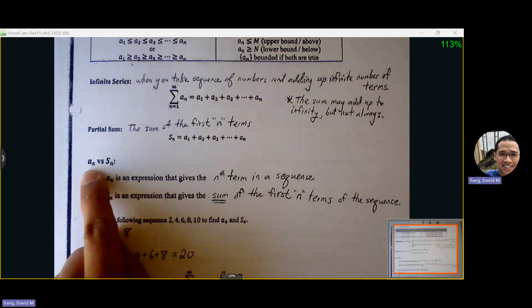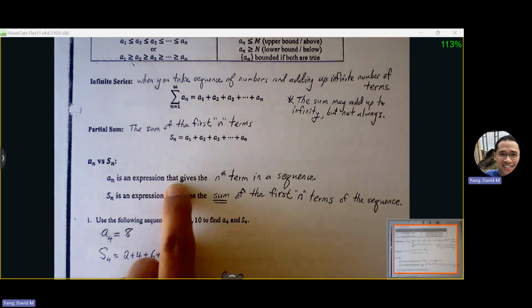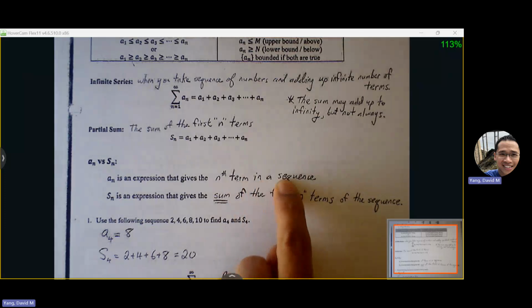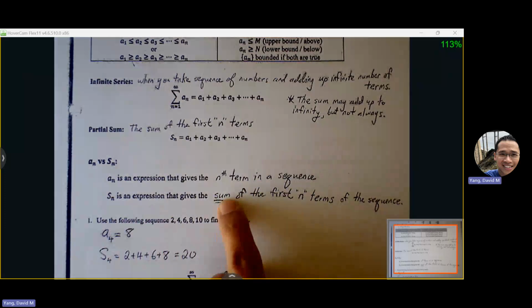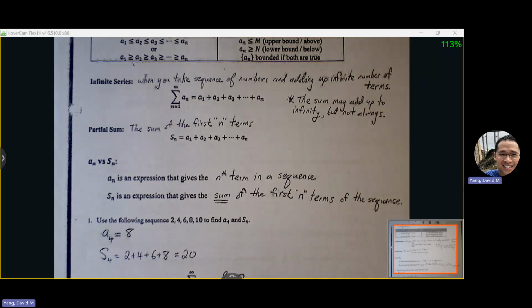So a sub n is an expression that gives you the nth term in the sequence. But S sub n is an expression that gives you the sum of the first n terms of the sequence. So S sub 5 is different from S sub 10, different from S sub 20, just in the sense that it's the sum of the first 5 terms, the sum of the first 10 terms, and the sum of the first 20 terms.